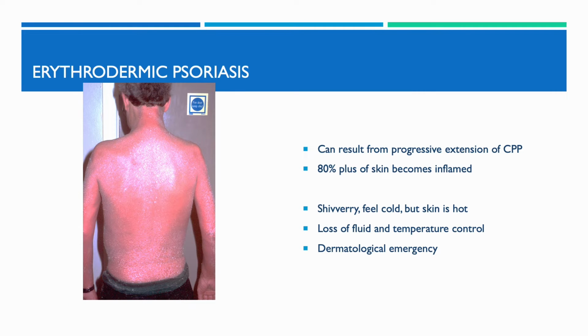Again, as mentioned previously, psoriasis can become erythrodermic when it affects more than 80% of the surface area of the skin. It can result from progressive extension of chronic plaque psoriasis or may just crop up out of the blue. And erythrodermic psoriasis is probably about the third or fourth most common cause of an erythroderma. Individuals with erythrodermic psoriasis are often shivery, they feel cold, but the skin itself feels hot, and that's because the body is acting like a radiator.